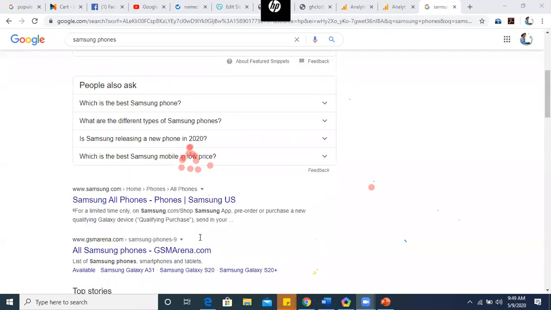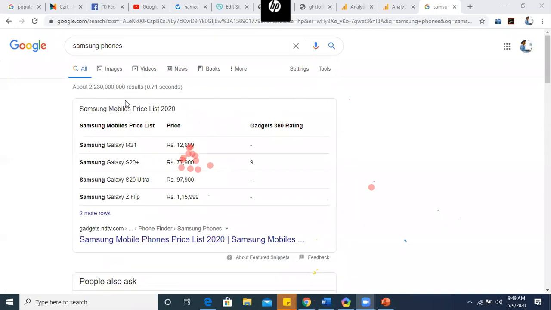The question is, how should Google be able to put all these 2.2 billion websites together and rank them according to the order of preference, one, two, three, four? How will it do that? There are three roles that we all play, played by three key people.